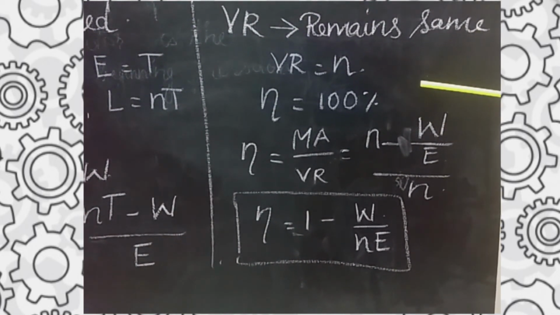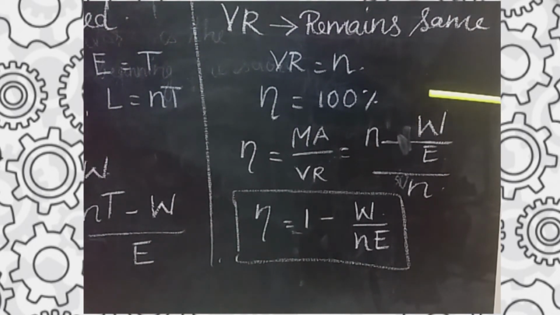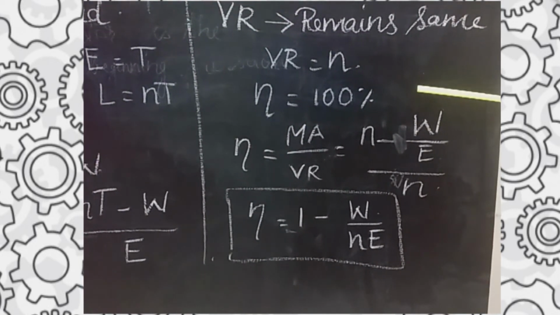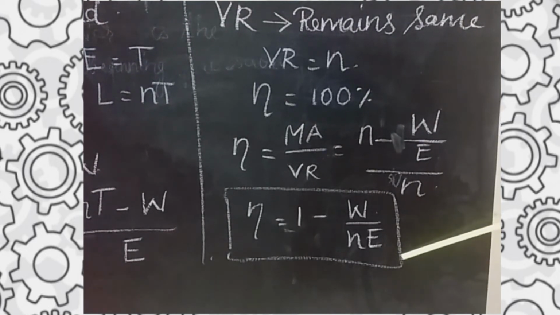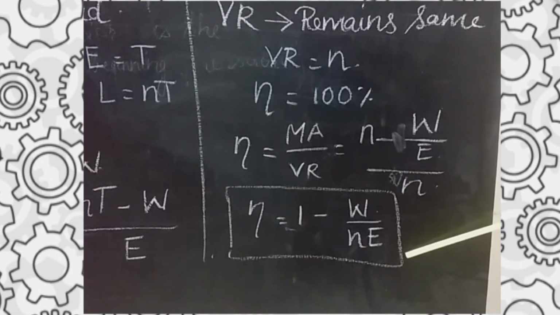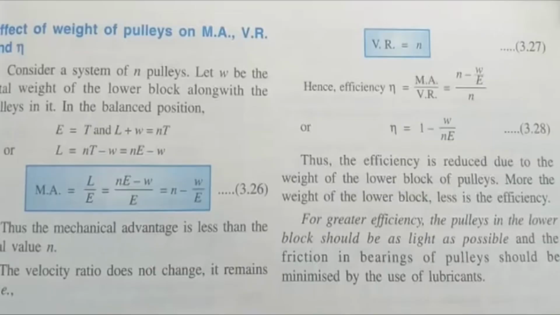What we saw earlier as 100% is the efficiency of the ideal machine. It is only because we neglected certain factors. But if we include all the factors, we will get the efficiency of the actual machine, which is less than 100%. If we consider the weight of the pulley, especially in the case of movable pulley.